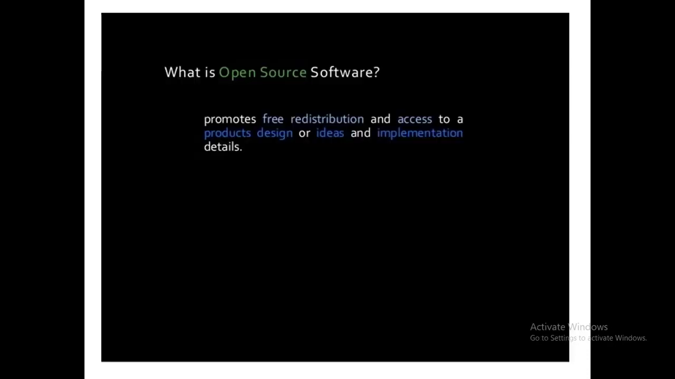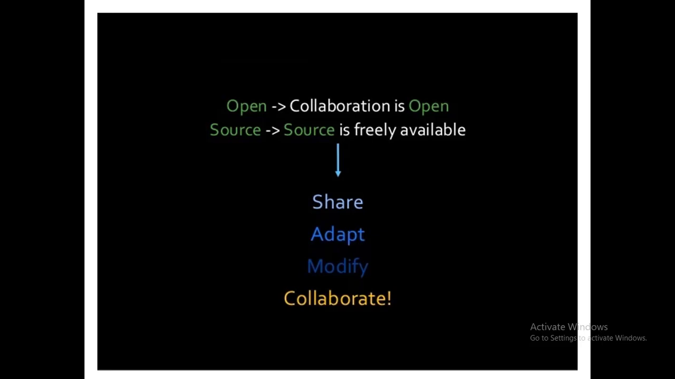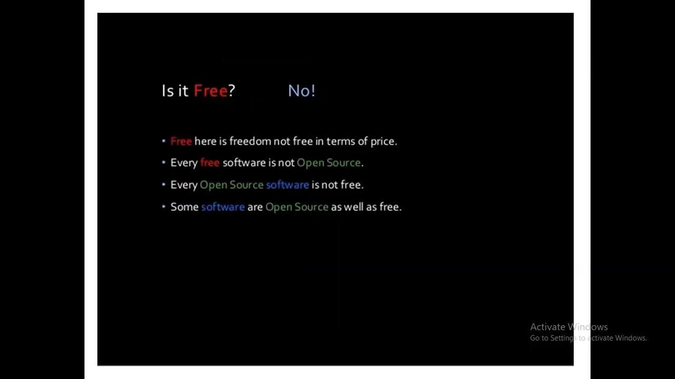Then what is open source software? It promotes free redistribution and access to product design or idea and implementation details. Open means collaborating. The source is freely available, meaning you can share, adapt, modify, and collaborate. Then, free here means freedom, not free in terms of price. Every free software is not open source, and every open source software is not free; some software is open source as well as free.